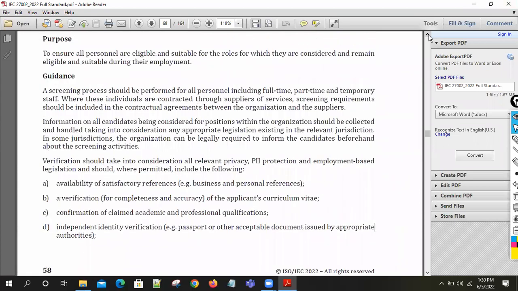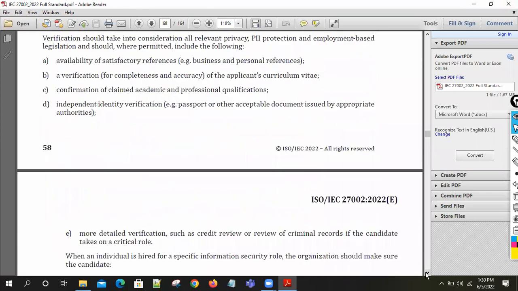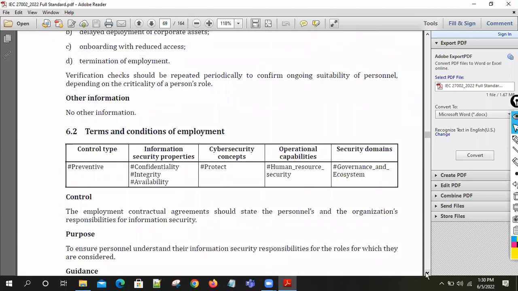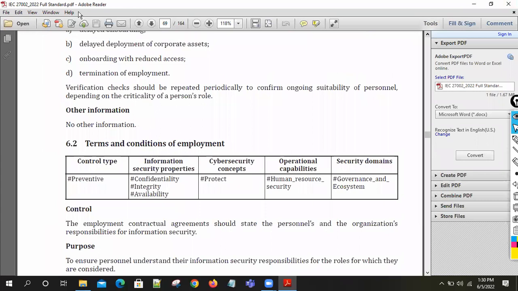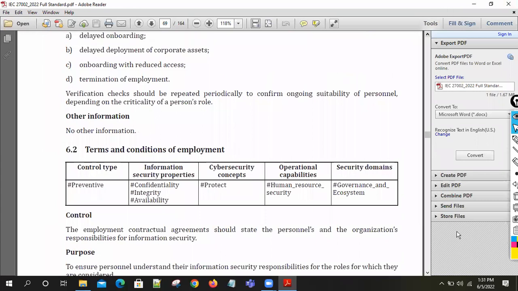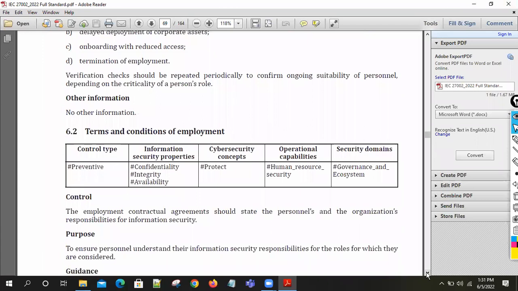These kinds of controls will help us form a process of background verification checks within the organization. If we are capable enough to perform the background verification, then we will do it, otherwise we will hire a third party agency. We will outsource this job to them.